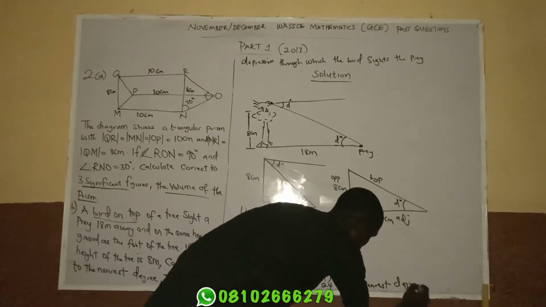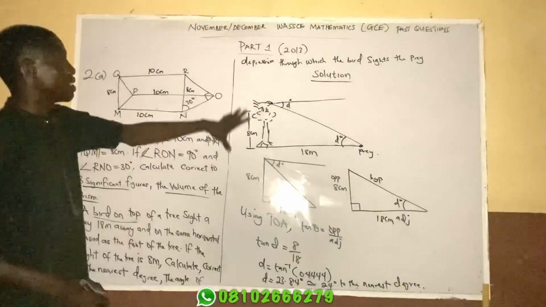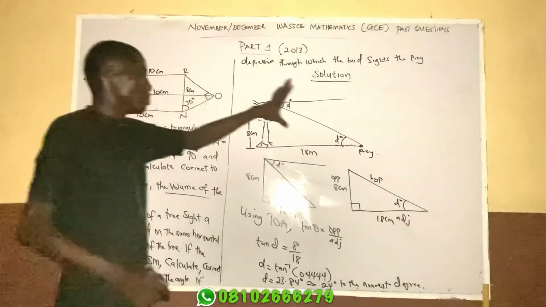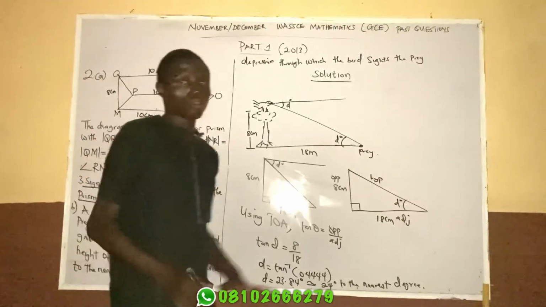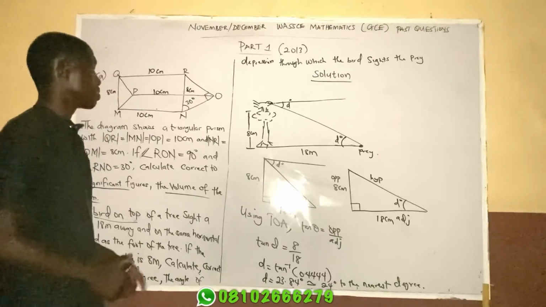So that's that about that. That's the interpretation, based on angle of depression. They can also ask you based on what? Angle of elevation. So let's move on to the next question.